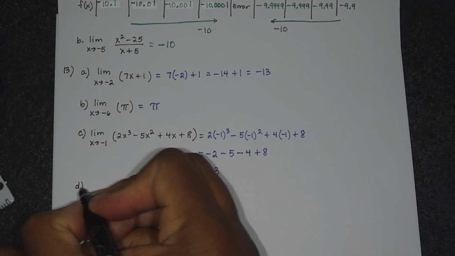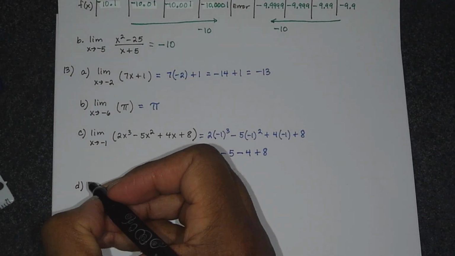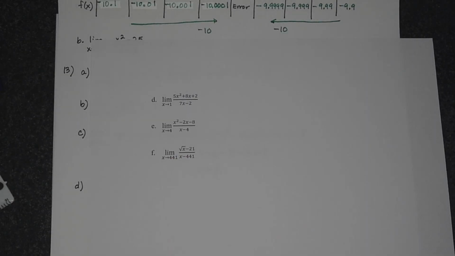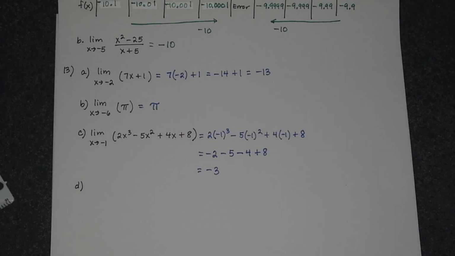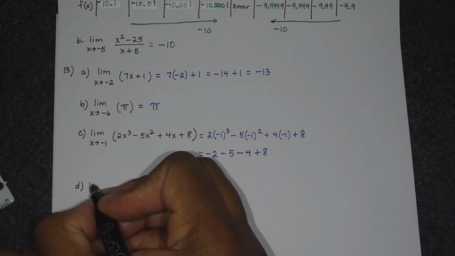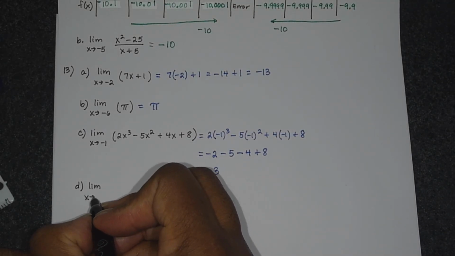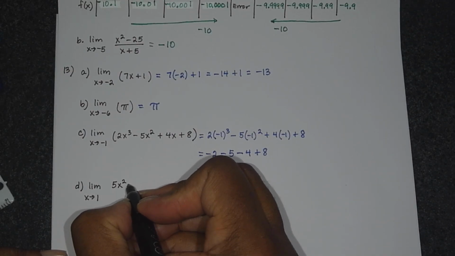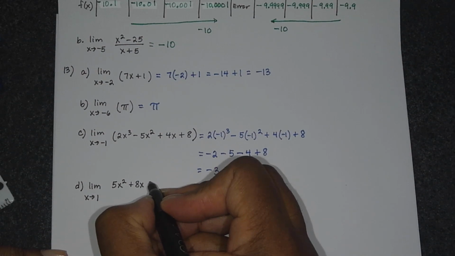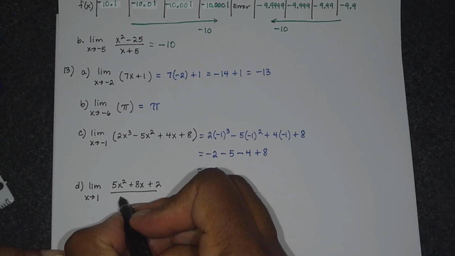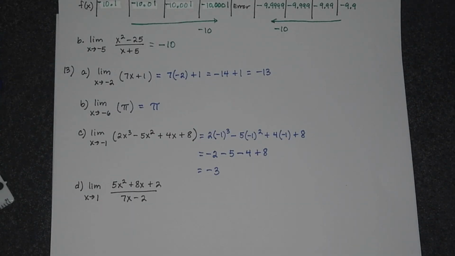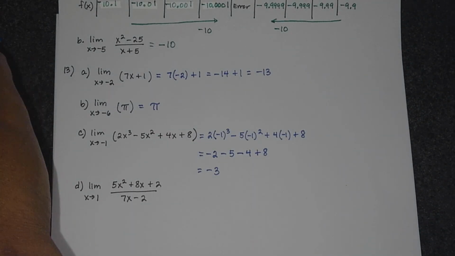All right, part D is the limit as x approaches 1 of 5x squared plus 8x plus 2 divided by 7x minus 2. Now, when I replace the x with the 1, will I get a 0 in the denominator? No. So I can go ahead and use direct substitution here.